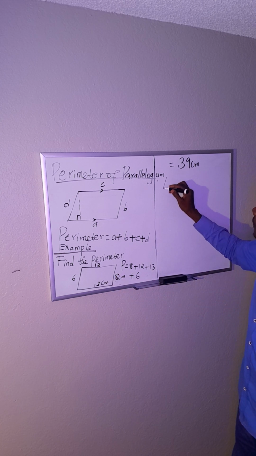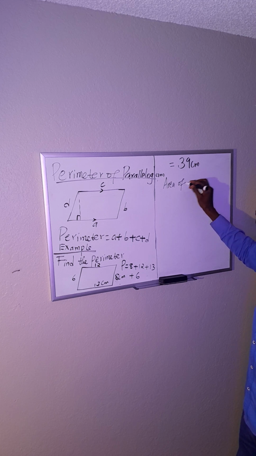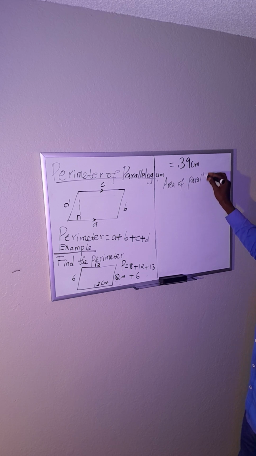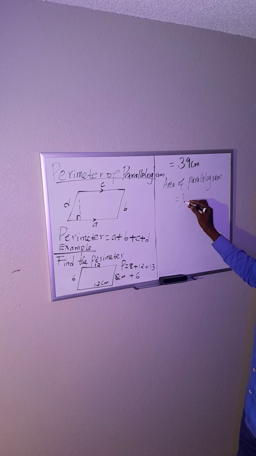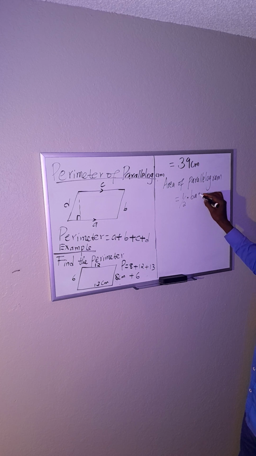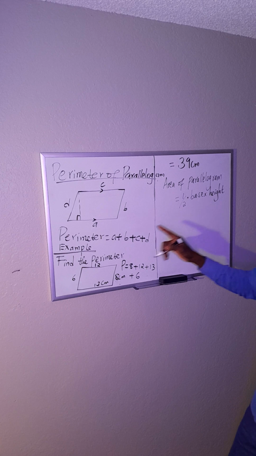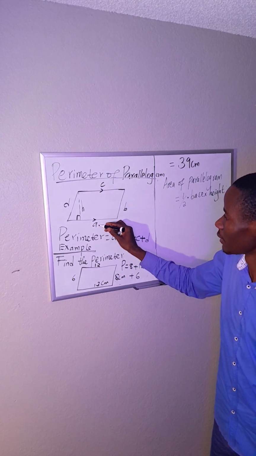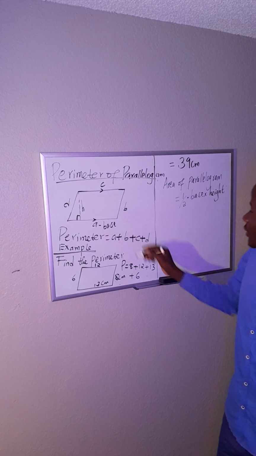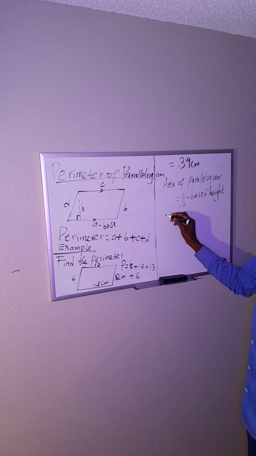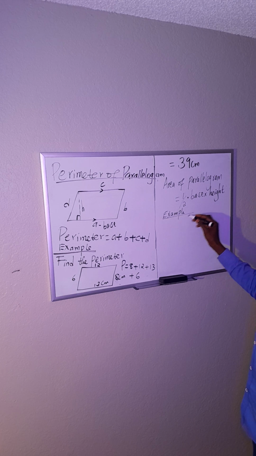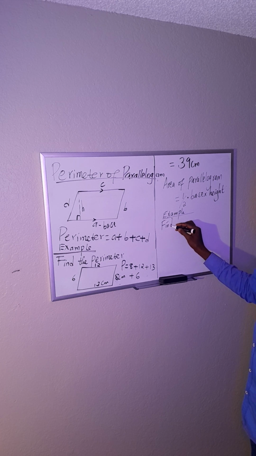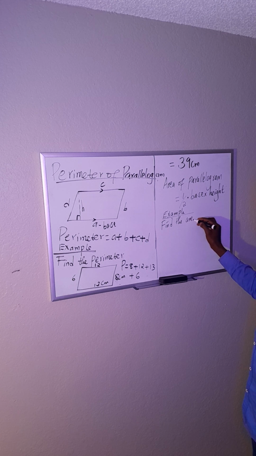What about the area? Area of a parallelogram. This one is given by a half multiplied by the base multiplied by the perpendicular height. Let me show you. This is the height, and this one here is supposed to be the base. So if you are looking for the area, for example, find the area.